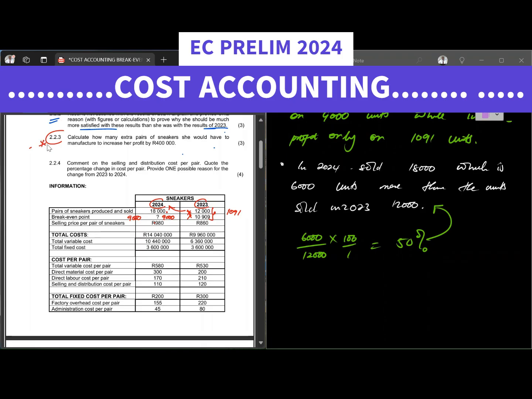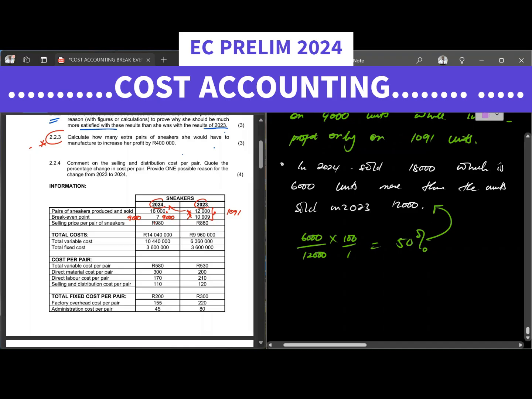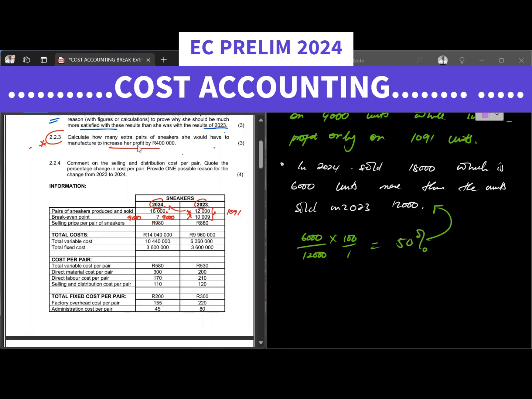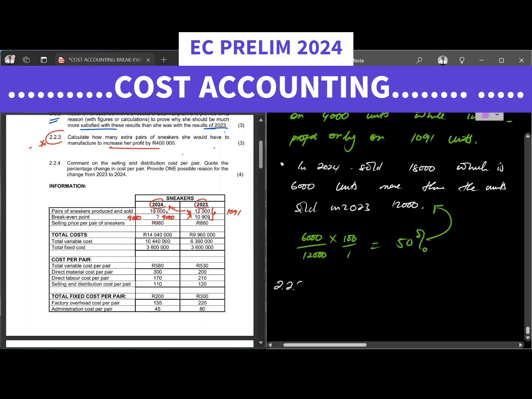And then I'll now come to the last question, which is very interesting, which was the main reason for doing this short explanation, which says calculate how many extra pairs of sneakers she would have to manufacture to increase her profits by. Get the question here, because I'm going to go through about 3 or 4 other different past prelim papers for the year 2024, whereby this question is structured differently. That was the main reason of doing this video. I've done the first calculations so you can just understand how to do them. But this question can be tested in different ways, and I want to show you how to do this particular question. So my focus is now on 2.2.3.